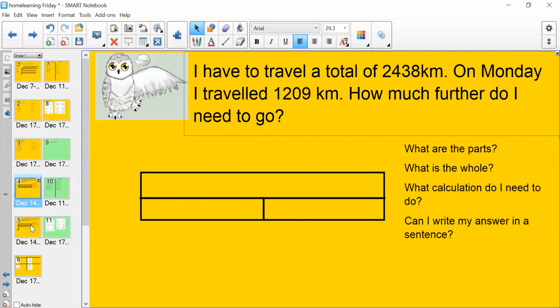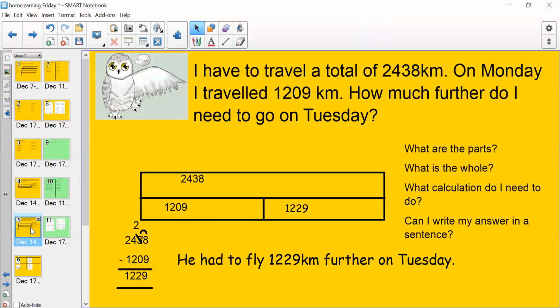Okay, well done. So let's go through the answer together. So we had to travel a total of 2,438 kilometers. This was the whole number because it was the total amount of travel that he did. So we would put that number in the whole part of the bar. Then on Monday, I traveled 1,209 kilometers. This was one of the parts of his traveling journey. So we would put that number in one of the parts. Then, if we know we've got a whole number and a part, we need to subtract.